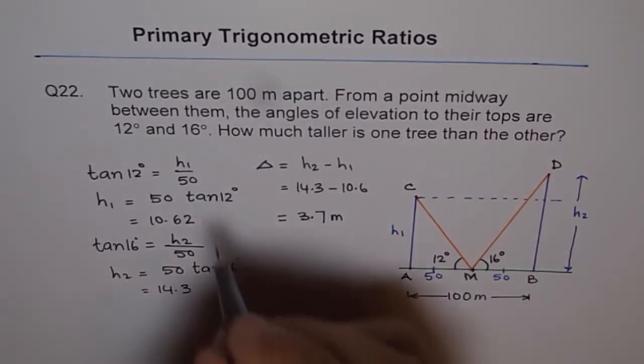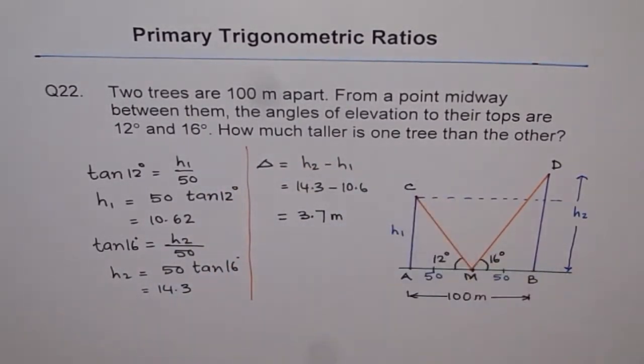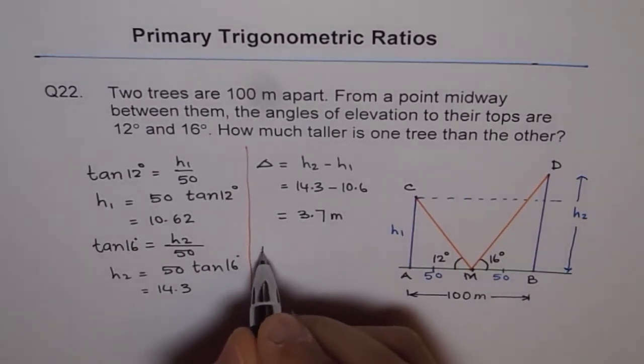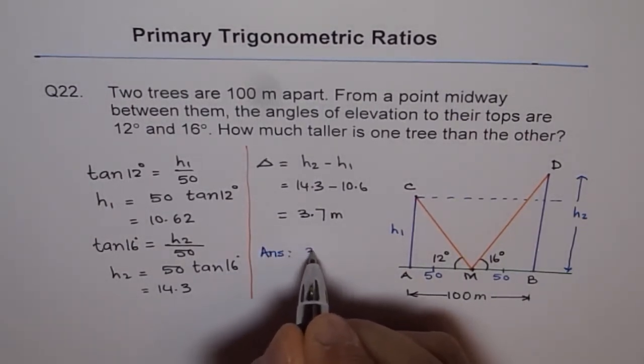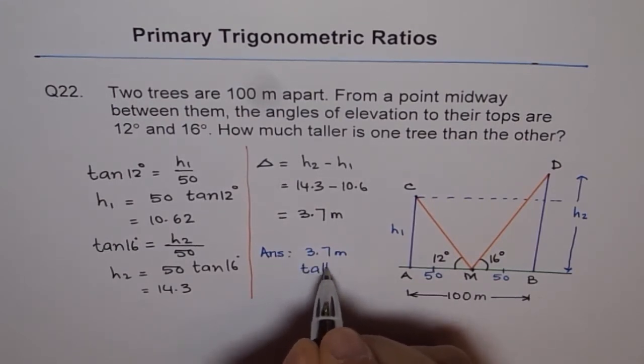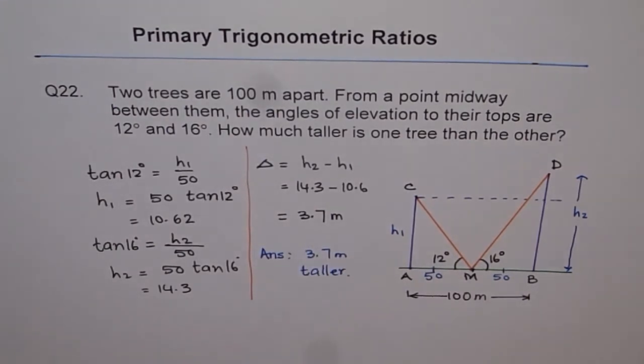So we get our answer, that is how much taller one tree is than the other. The tree is 3.7 meters taller than the other. So that's the answer: 3.7 meters taller. That is how, using tangent ratios, we can solve this problem.